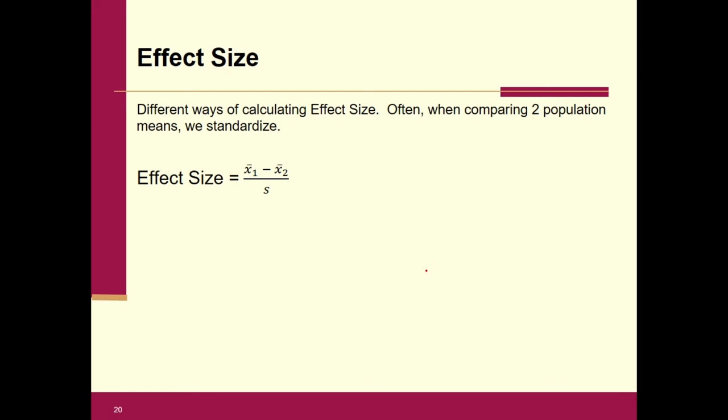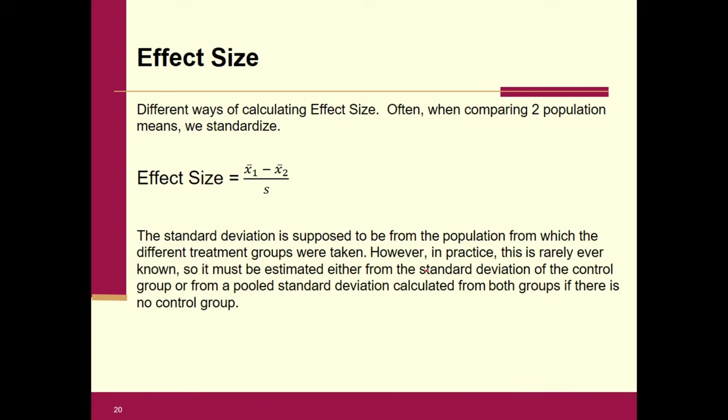To calculate it, remember, we don't know what mu1 is, we don't know what mu2 is, so we'll just use the sample statistics. And so it's x bar 1 minus x bar 2 divided by some sort of standard deviation. Now, the standard deviation is supposed to be from the population from which the different treatment groups were taken. However, in practice, this is rarely ever known.